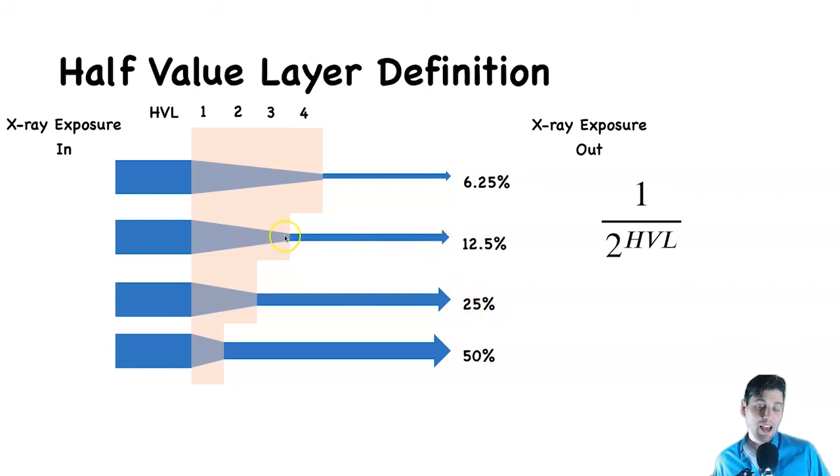If we had 3 half value layers, then we get a little more than 12% of the X-rays coming out, 1/8. And if you had 4 half value layers, you get 1/16, or about 6% here. So it's just 1/2 raised to the number of half value layers. That's the definition of how much exposure you're going to get coming out relative to the input exposure. That's a definition for the half value layer.